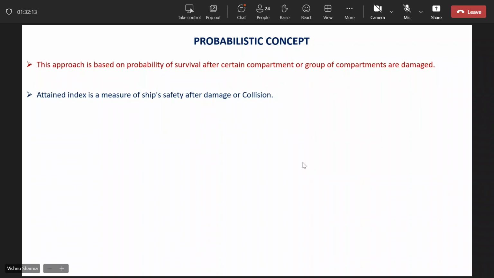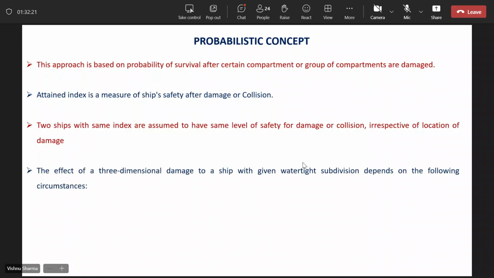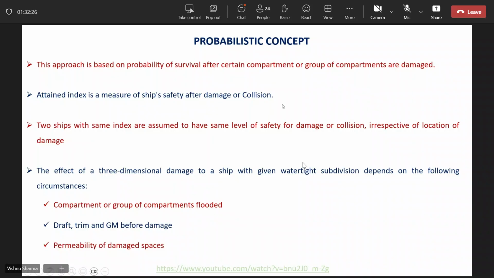In this method, an attained index is a measure of ship safety after the damage or collision. I'll talk about this attained and required subdivision index later. Let's not worry about this. I'll come to it later. Let's watch this video and then I'll come back to explain this better to you.